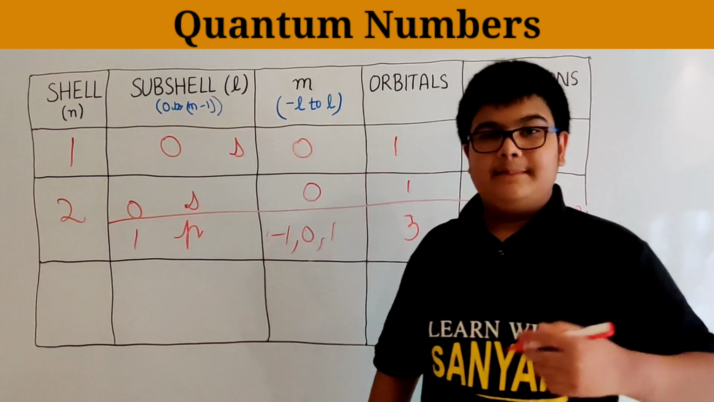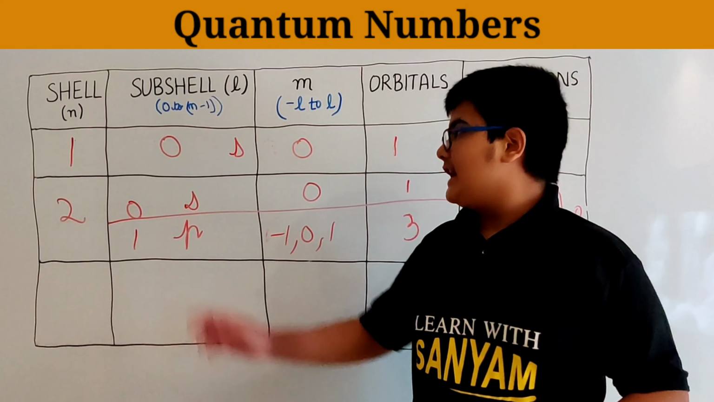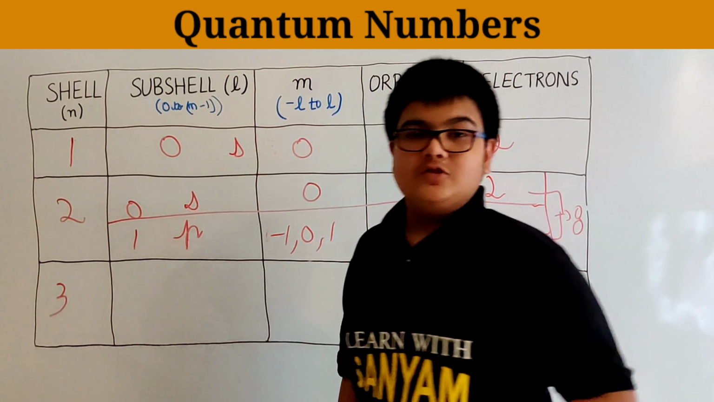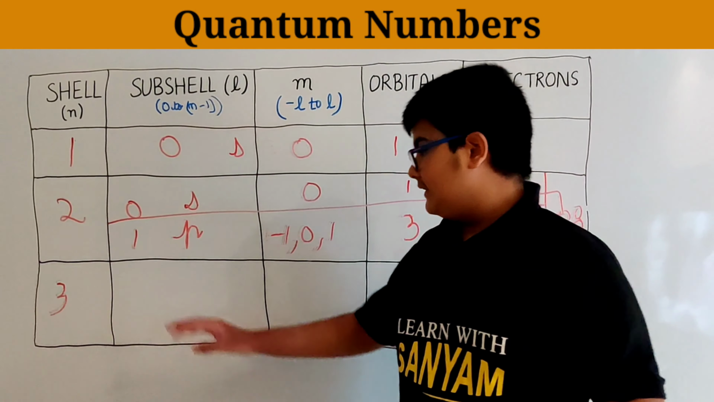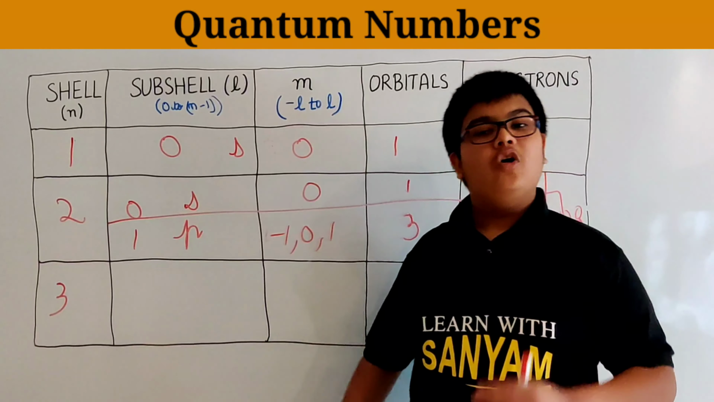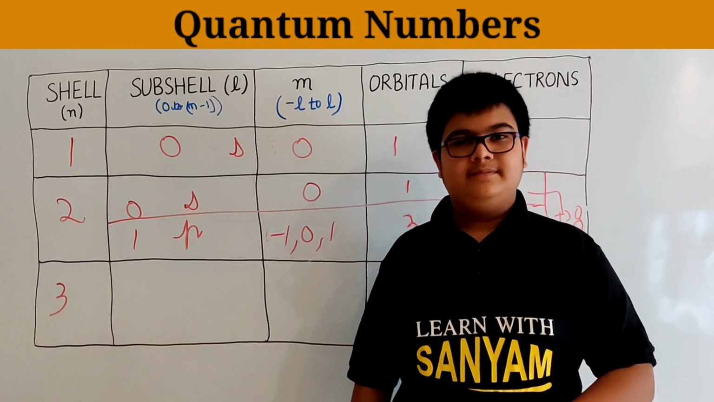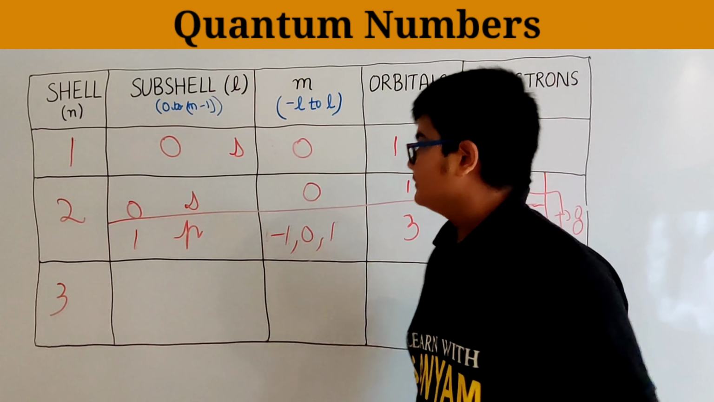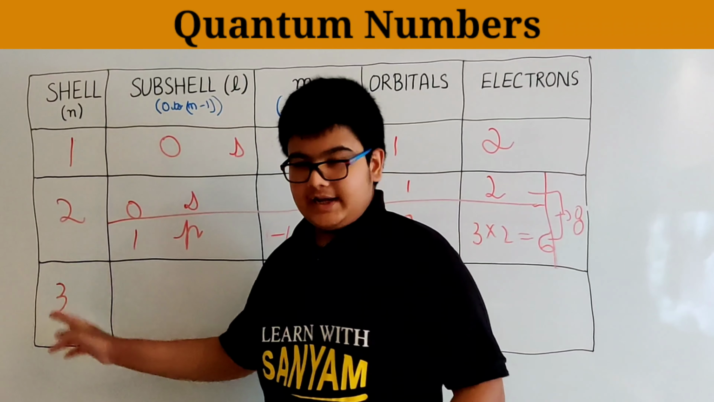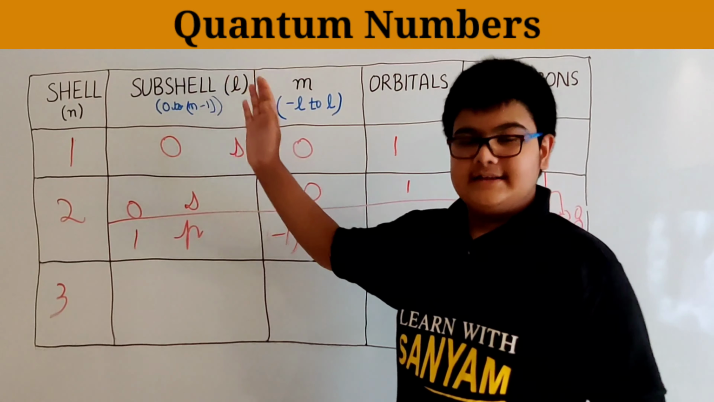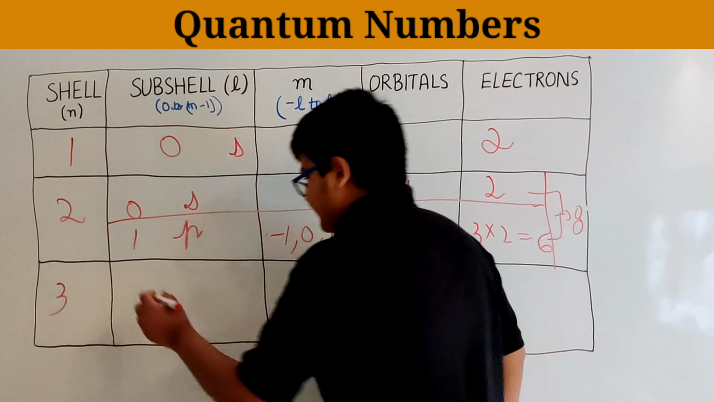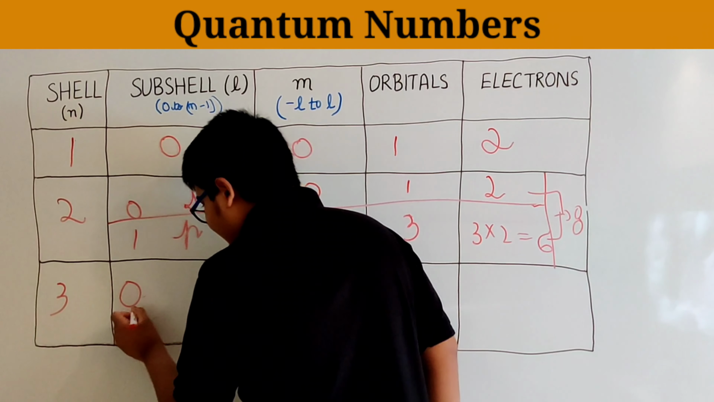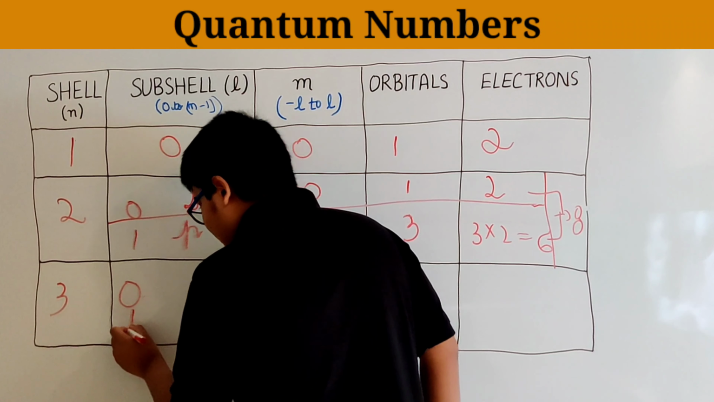Now let's discuss what happens when the shell is the third shell, that is n is equal to 3. So first pause the video and try filling the table for n is equal to 3 on your own, and then we will solve it. So now I am telling you the solution. As n is equal to 3, this means that the values of the subshell, that is l, will be 0 to 3 minus 1, that is 2. So it will be 0, 1 and 2.